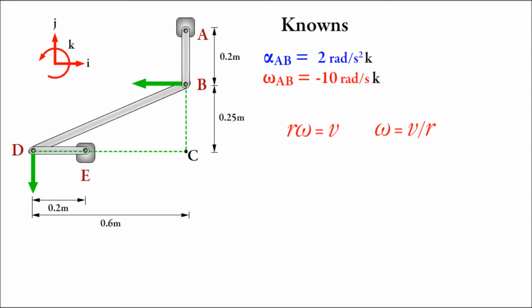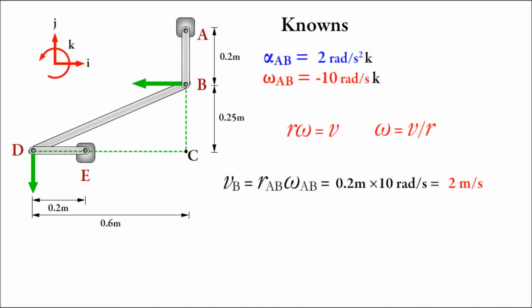Here are equations that relate speed and angular speed for simple rotation. The angular speed of AB is 10 radians per second. From this, we can get the speed of B by multiplying the length of AB by the angular speed. We get 2 meters per second.